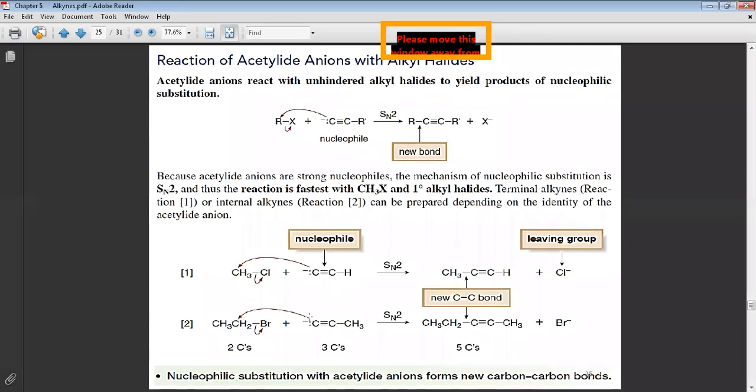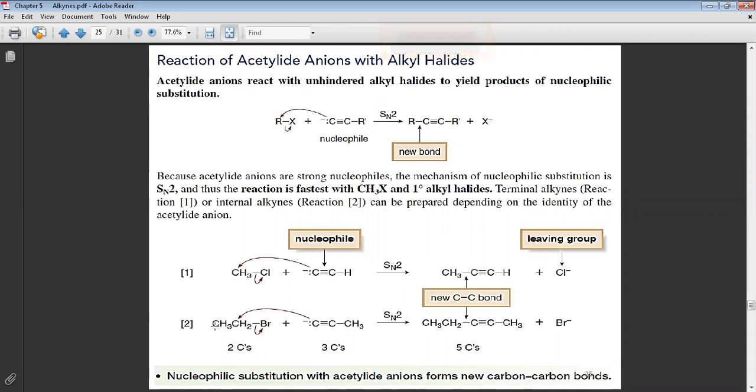Okay, look at the second example also. You have this acetylide anion, and this is a primary alkyl halide. That means this nucleophile will attack by SN2 reaction to remove the Br and give you this compound. Now look at the starting material.